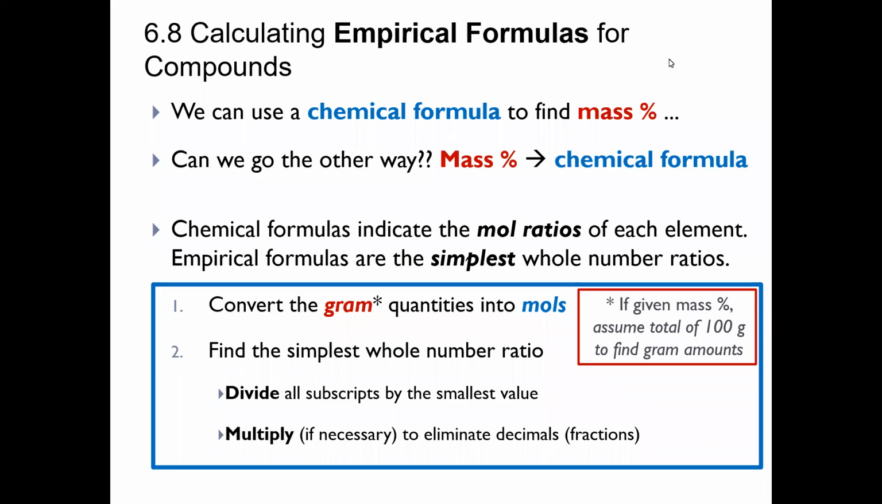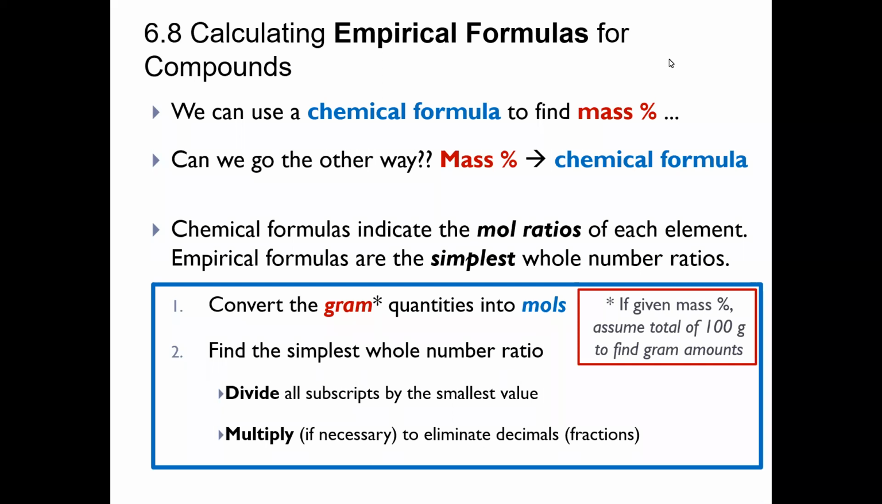Hello and welcome in. In this video, we will be looking at a strategy for how to find our empirical and molecular chemical formulas, starting from experimental data. Maybe this is the mass percent for the different elements in our compound, or maybe this is starting with the gram amounts of each element in our compound. This is an important technique.